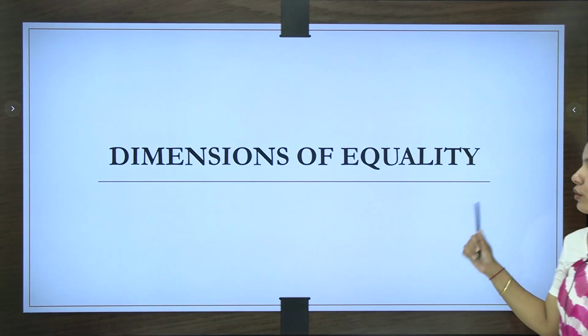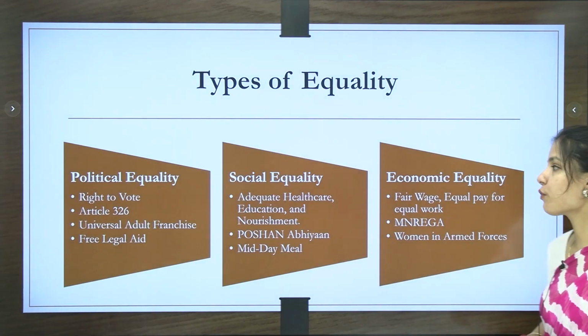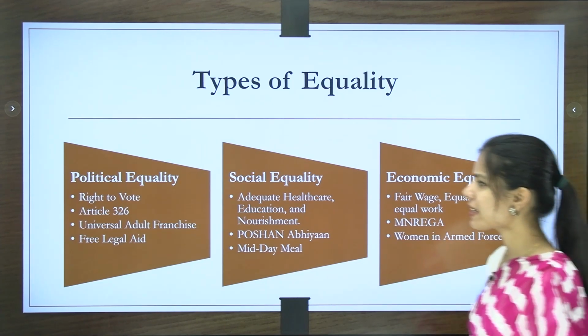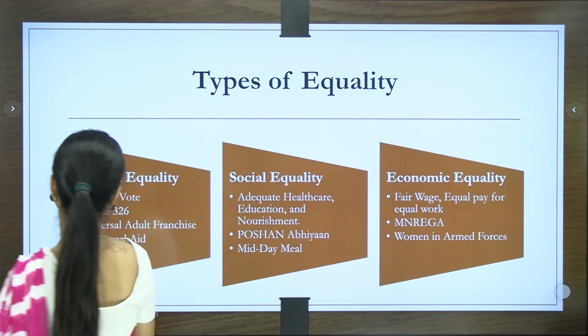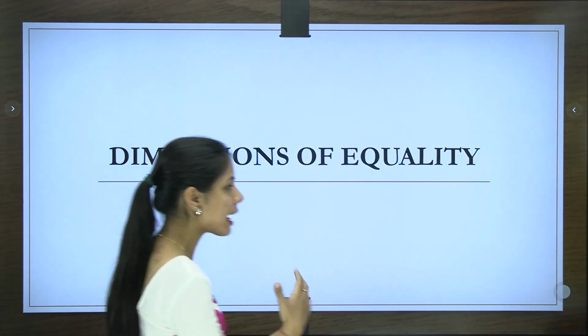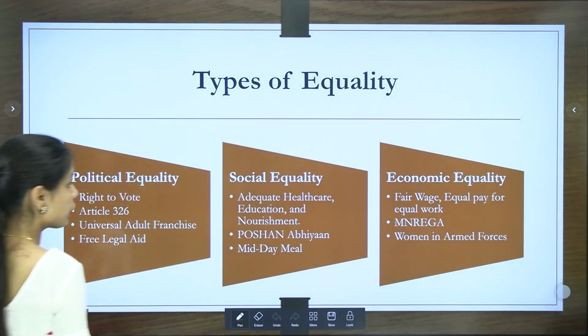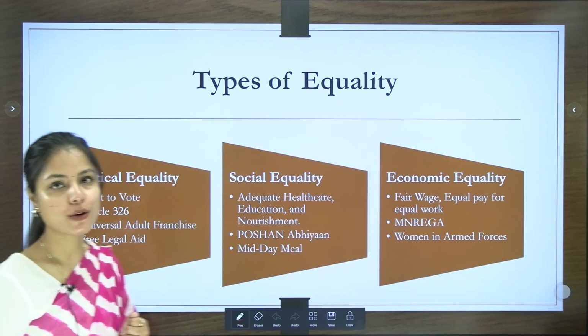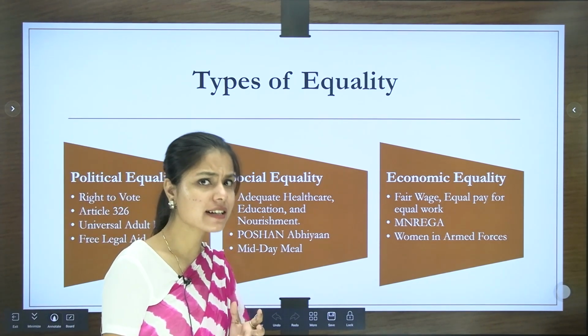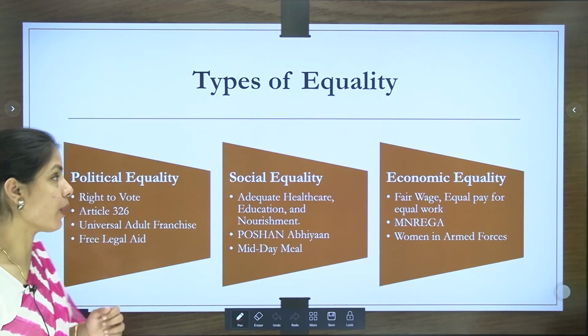Okay, now let us look at this. Dimensions of equality. So basically what we'll be talking about here is which are the various types of equality that we seek in a society. Now this is what I mean when I talk about types of equality. Let us understand each one of them one by one.